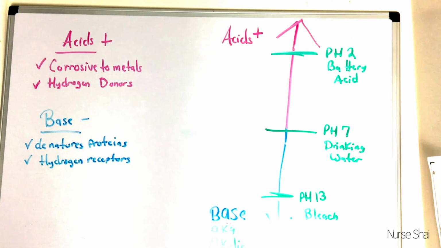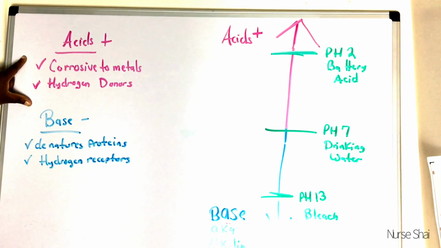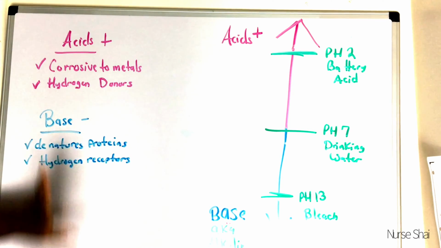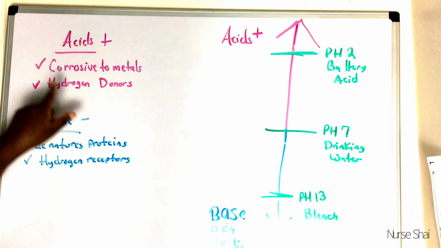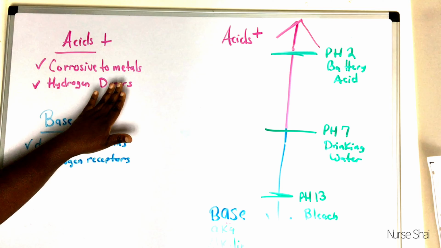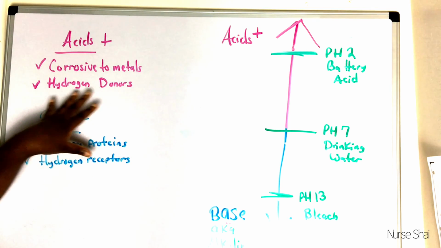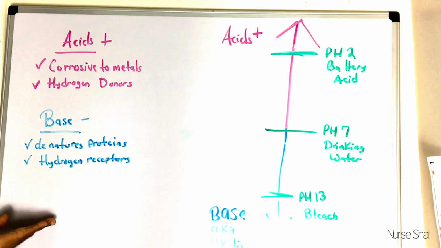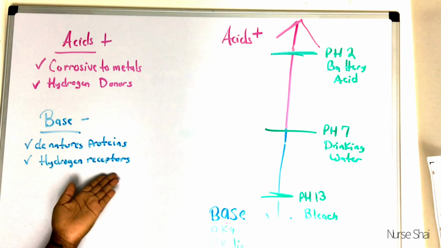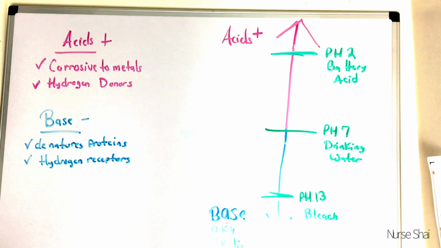Acids versus bases. One thing about bases and acids, they're different from each other. They're opposites. The acids are corrosive to metals. They donate hydrogens, whereas the bases denature proteins, and they are hydrogen receptors, meaning that they accept hydrogens from wherever.